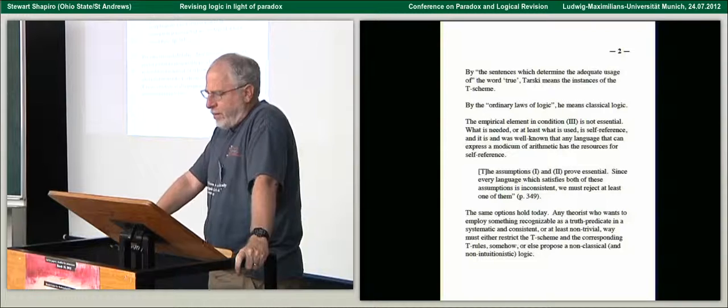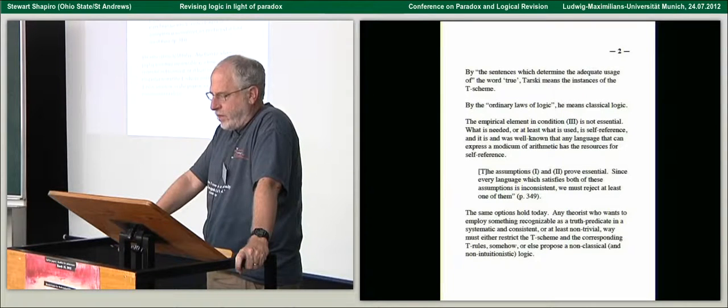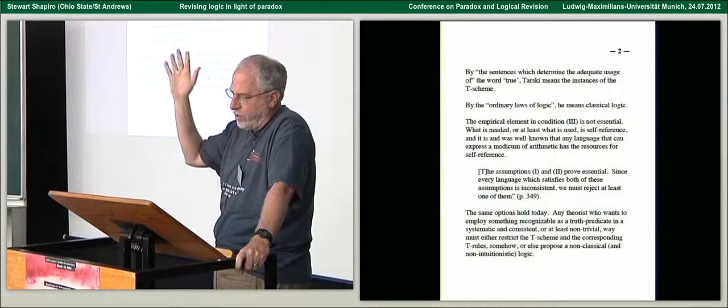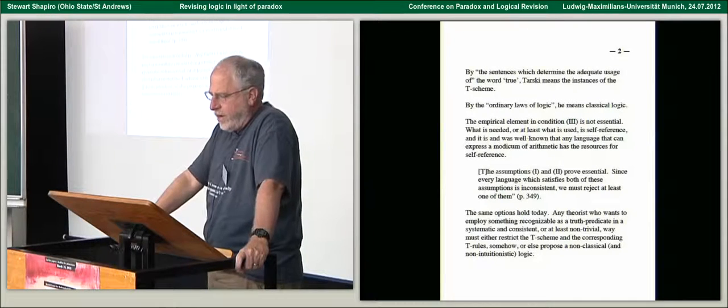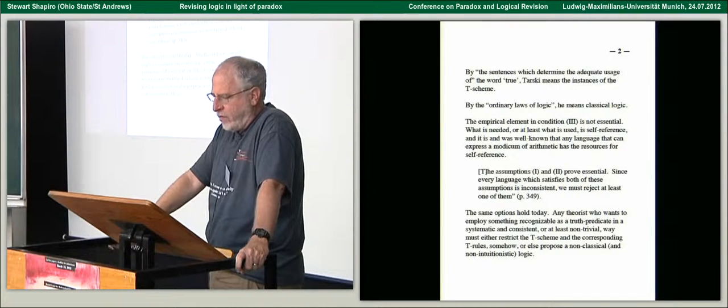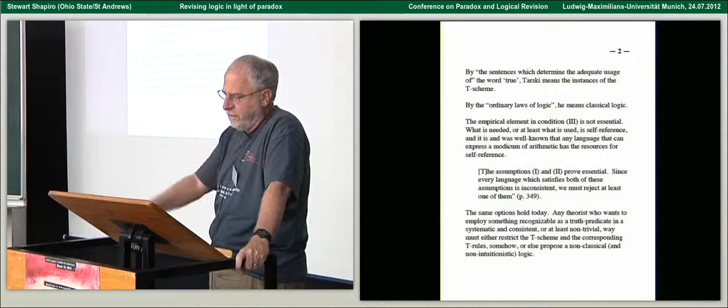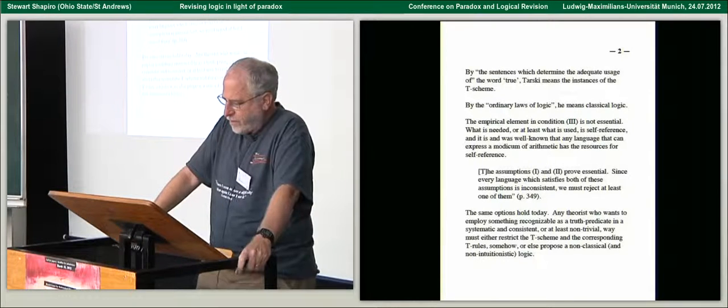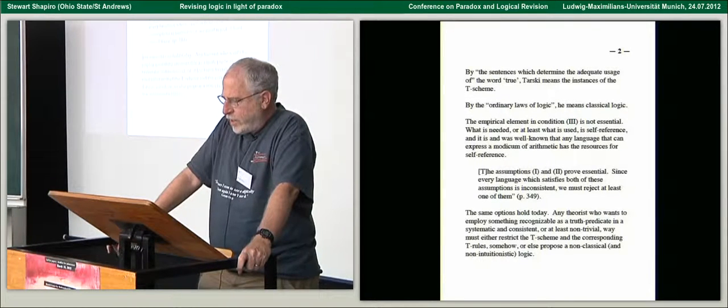Now, he notes that the empirical element in condition 3 isn't really essential, and what's needed is self-reference. And of course, we all know, and the logicians knew then, that any language that can express a modicum of arithmetic has the resources for self-reference, so we don't really need condition 3. And then he writes, the assumptions 1 and 2 prove essential. Since every language which satisfies both of these assumptions is inconsistent, we must reject at least one of them.